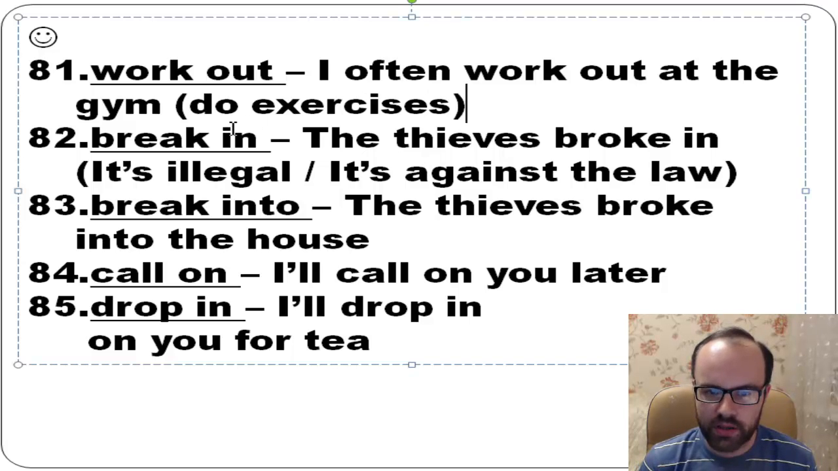Okay, break in. The thieves broke in. It means that it's illegal, it's against the law. So they got into someone's house, maybe to steal some things, to steal money, to steal jewelry or something valuable. You can say break in, or maybe break into something. So the thieves broke into the house, the bank, the building, the room, and so on.